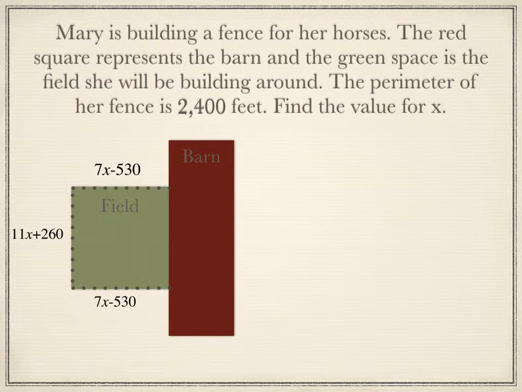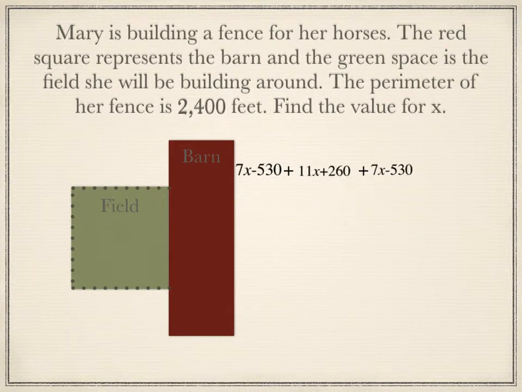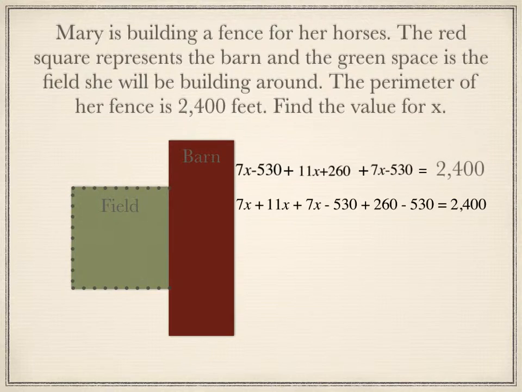Then we need to add all those up to see how much fencing material we need. So once again, we're adding it all up to get all the sides of our fence. So I'm going to go ahead and just add each of those up. When we add all our lengths, we know we get a perimeter of 2,400. So then I'm going to go ahead and take my like terms.